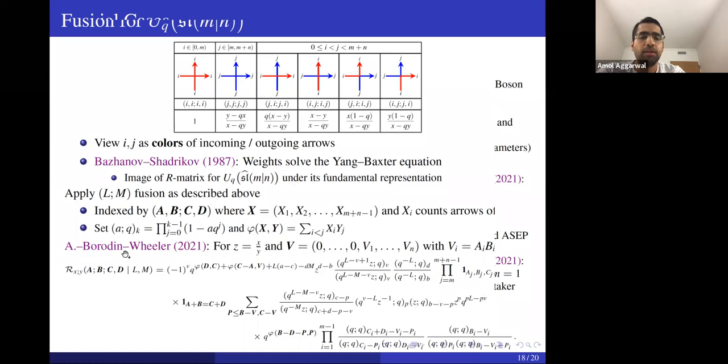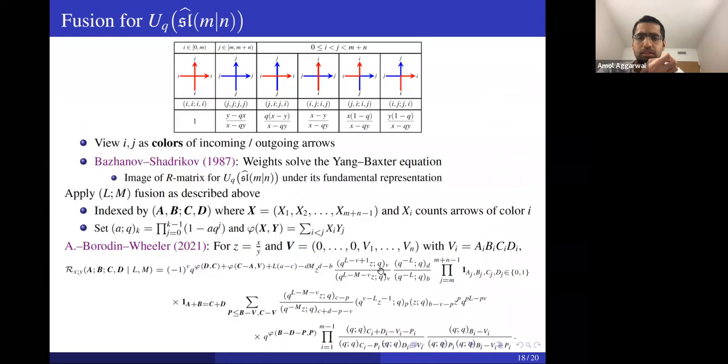If you define this q-Pochhammer symbol (a;q)_k to be the product of 1 minus a times q to the j, and define phi to take in two tuples x and y and sum x_i times y_j where i is less than j, I'll give you a fairly explicit formula for this fused weight, which is shown over here. It's a little complicated, but I'll make a few quick points about it which might be relevant.